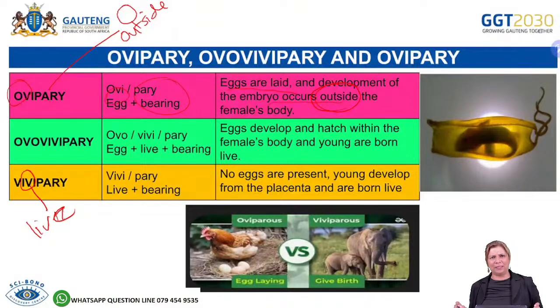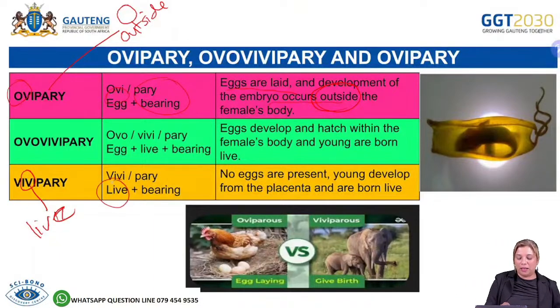Your mother didn't lay an egg and you were hatched. No, no, no. You were born alive. And then you started crying and the doctor carried you and all of those things, which you probably don't remember by now. But that is vivipary, where the young are born alive. Vivi meaning live, and pari obviously bearing.